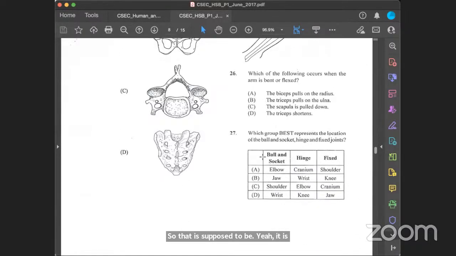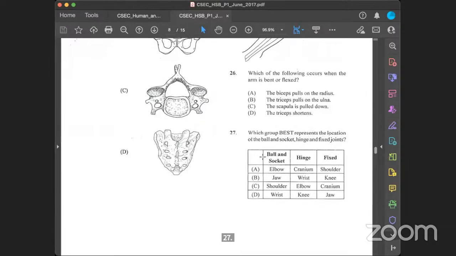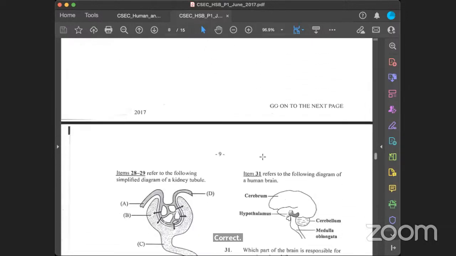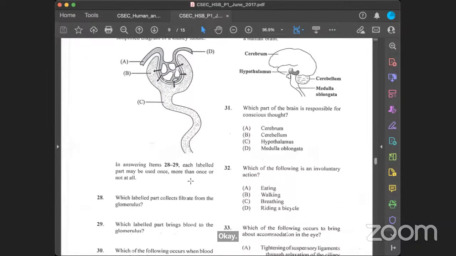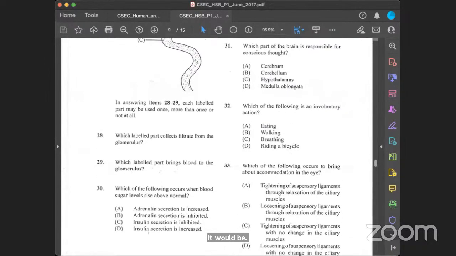27. C. Correct. We did these two just now. Yes, sir. 28. B. 29. 29 is A. 28B, 29A.